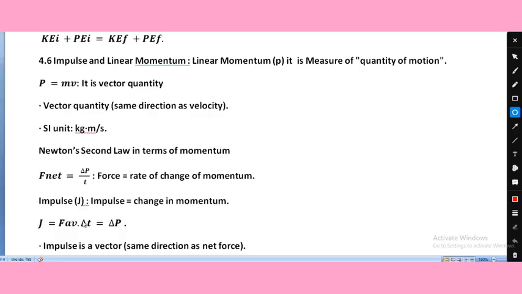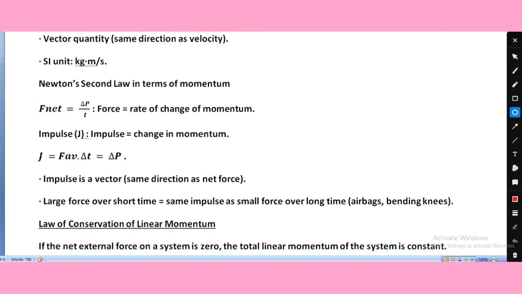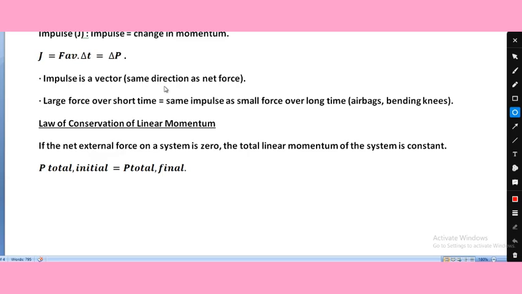Force is equal to the rate of change of momentum, and impulse is equal to the change in momentum. Impulse is equal to the average force times delta t, which is equal to the change in momentum. Impulse is a vector quantity in the same direction as the net force. A large force over a short period gives the same impulse as a small force over a long time. The law of conservation of linear momentum states that if the net external force on a system is zero, the total linear momentum of the system is constant.